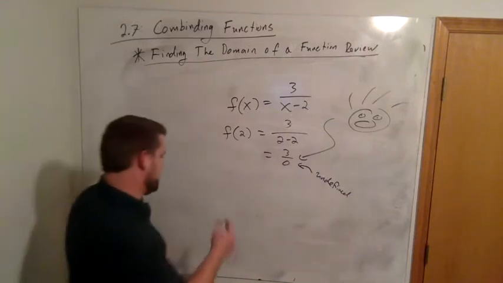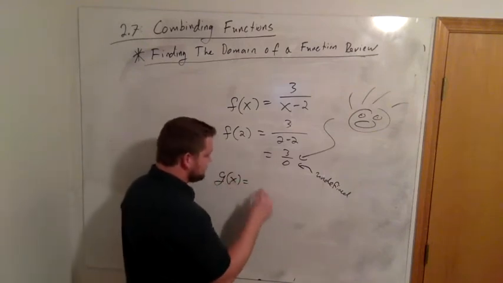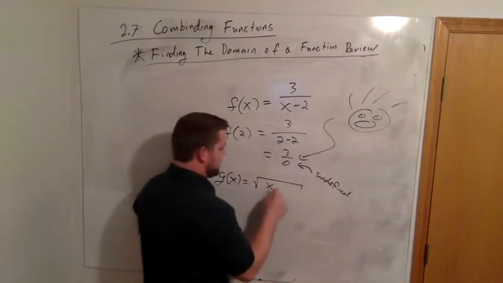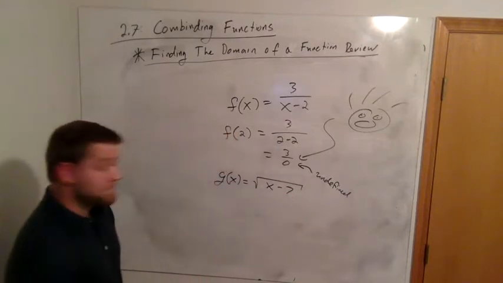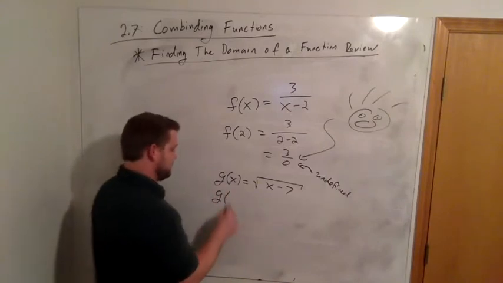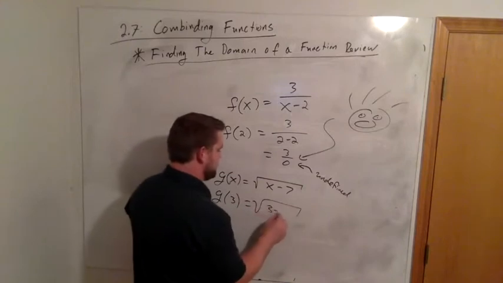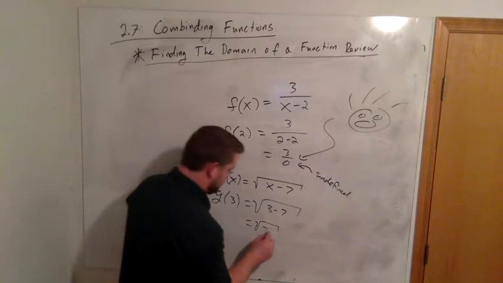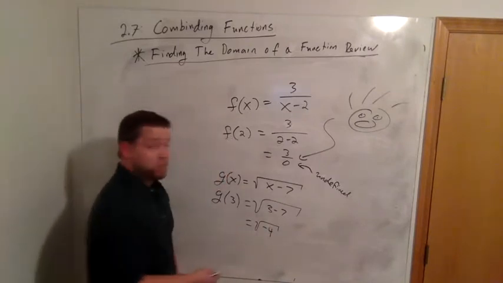Something else we need to watch out for is, let's say I have another function, g of x, and let's say it's the square root of x minus 7. Notice that if I try to plug in 3, for example, we get the square root of 3 minus 7, which is the square root of negative 4. Notice that we can't take the square root of negative 4.